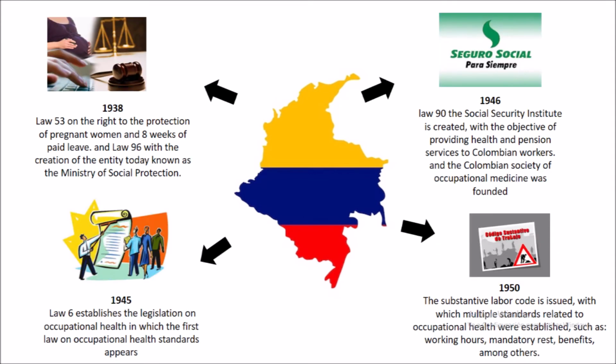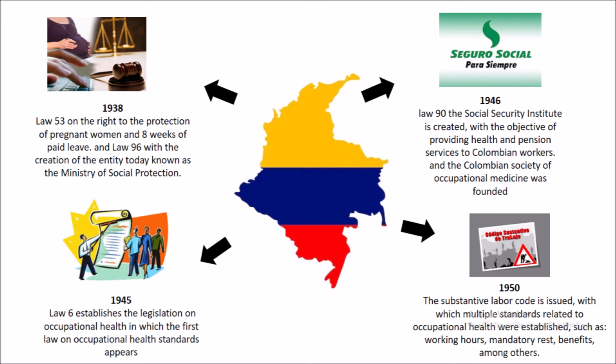In 1938, Law 53 on the protection of pregnant women and 8 weeks of paid leave, and Law 96 with the creation of the entity today known as the Ministry of Social Protection. In 1945, Law 6 established the legislation on occupational health, in which the first law on occupational health standards appears.